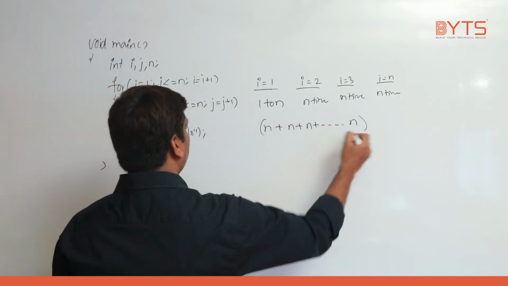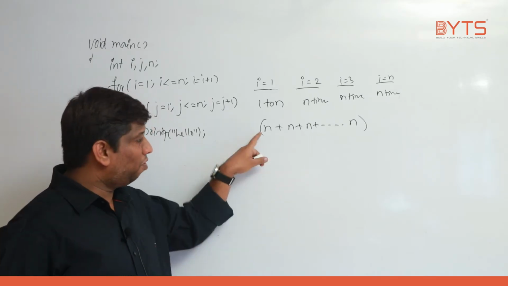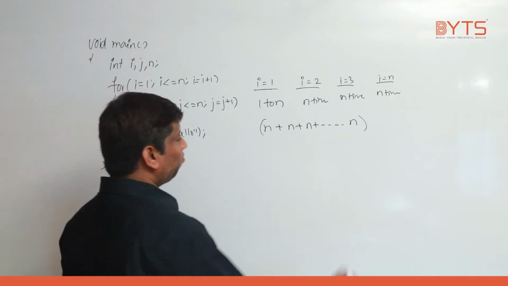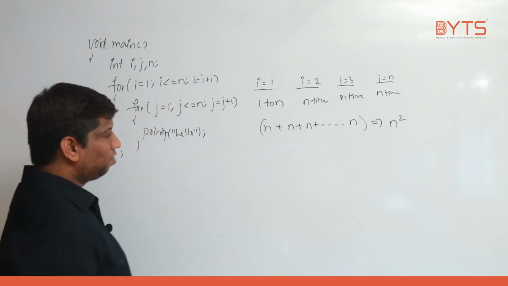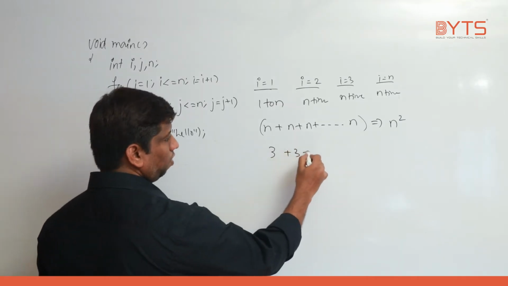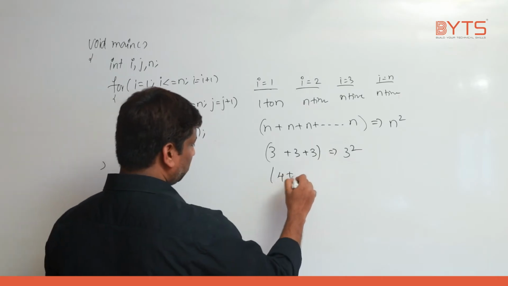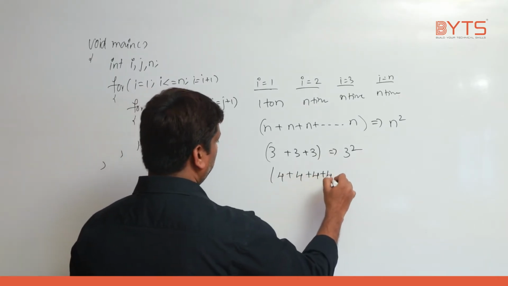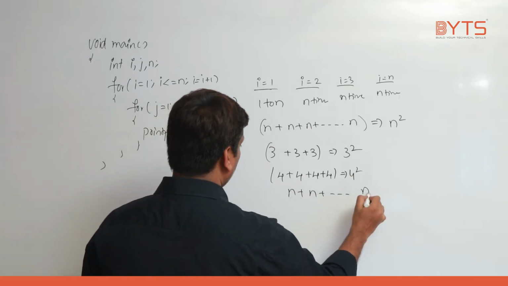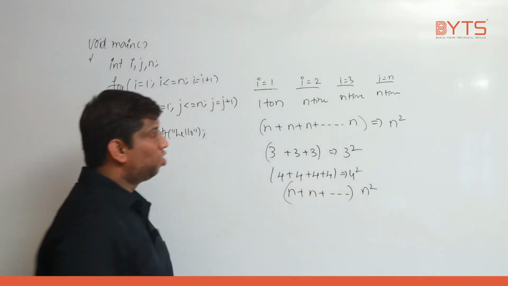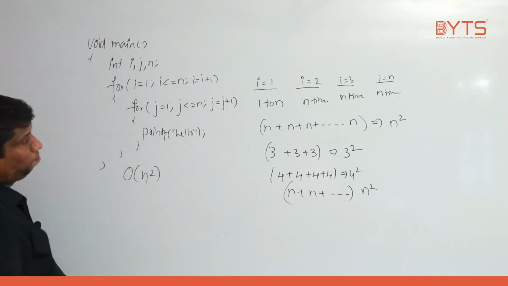What is the value of the sum of n terms of n? So n added n times will give you what? n square. I hope this is very clear, right? If you add 3 three times, you will get 3 square. If you add 4 four times, you will get 4 square. Similarly, if you add n n times, you will get n square. I hope this is very clear. So the time complexity for this program is what? O of n square. Fine.